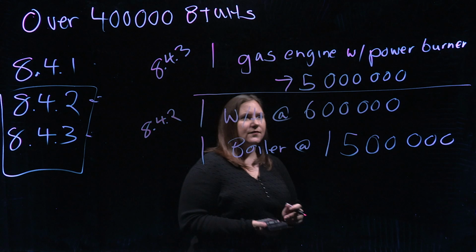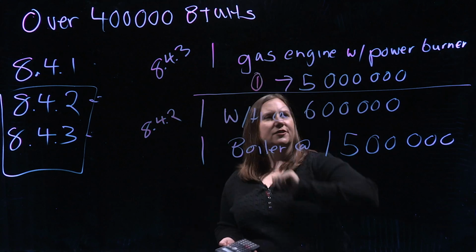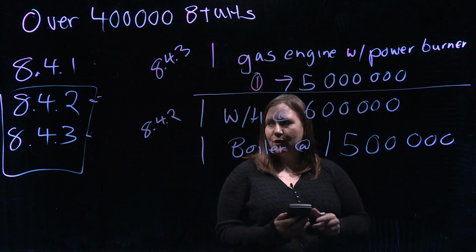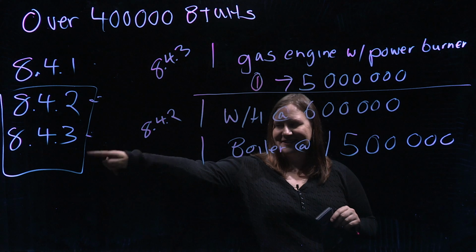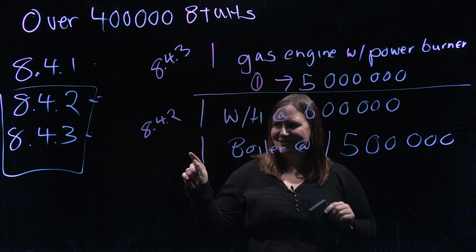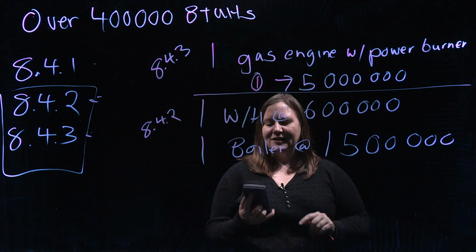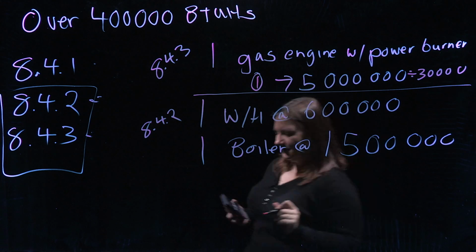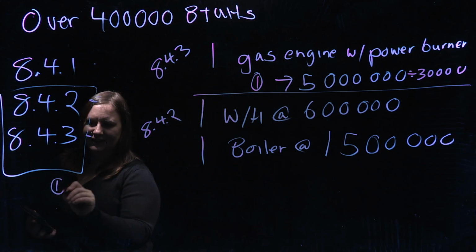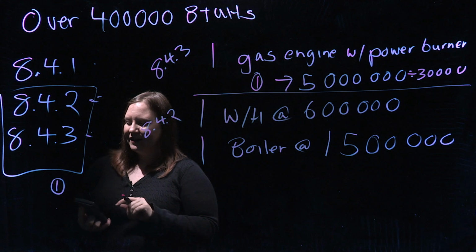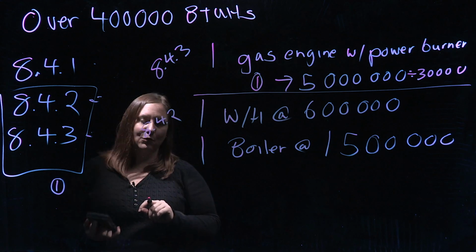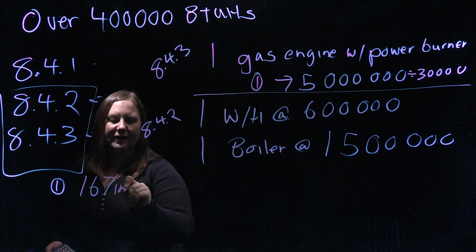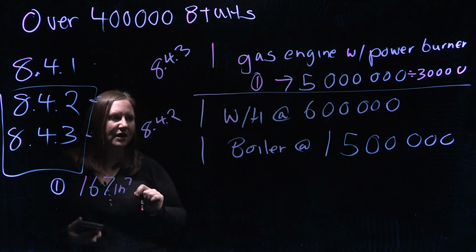So first of all, I'm going to say from the first equation, I'm going to do 5 million divided by 30,000, because that's what 8.4.3 says. It says 1 square inch for every 30,000 BTUs. So 5 million divided by 30,000 gives me 166.66666. So we'll say we have 167 square inches required from the first portion.